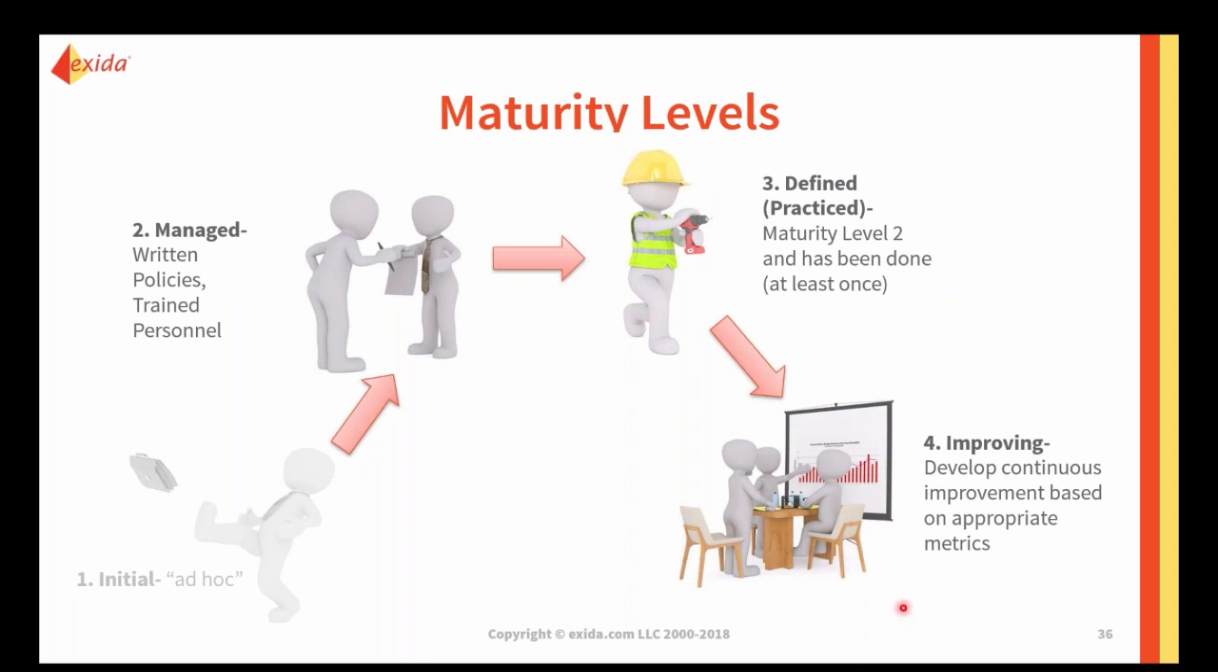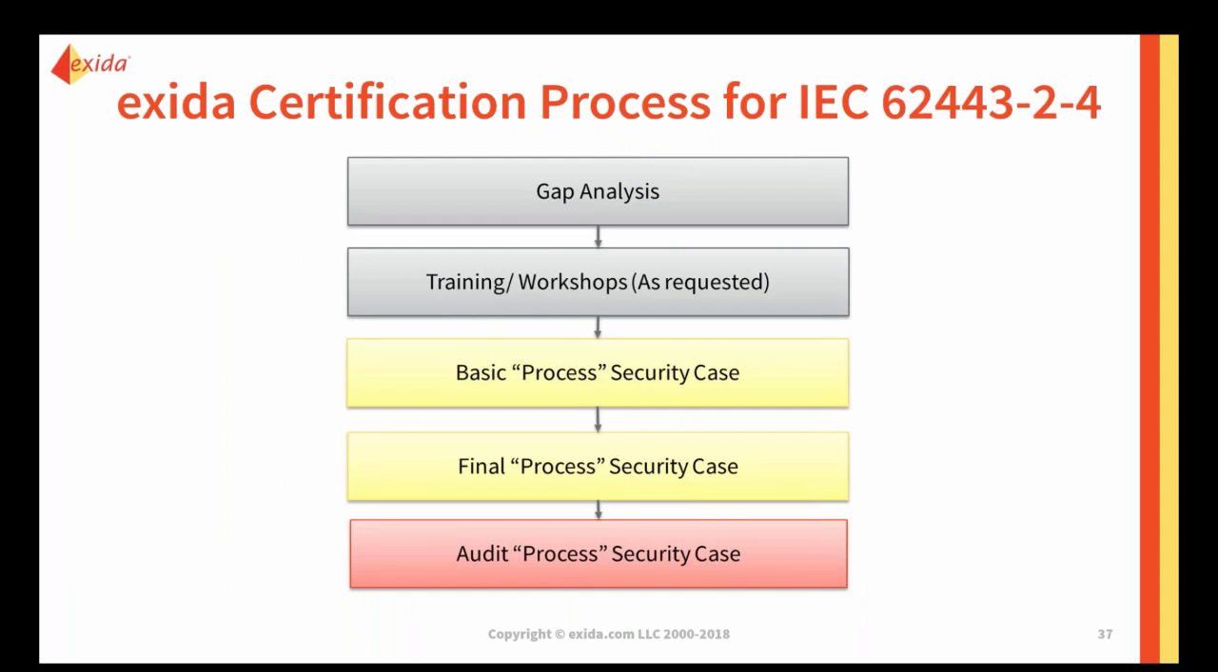And then for maturity level 4, it's everything that would be looked at for maturity level 2 and 3, and then also showing the appropriate documentation of what metrics are being tracked and what processes are used to continuously improve the security program. And so to go through and get certified to any of these maturity levels 2, 3, or 4, there's a set process that exida will follow to certify to 2-4.